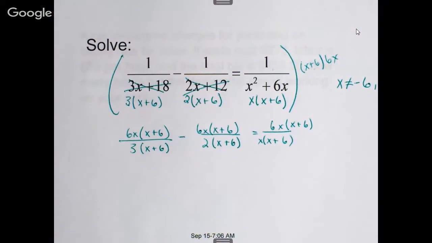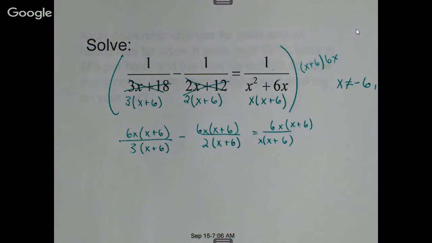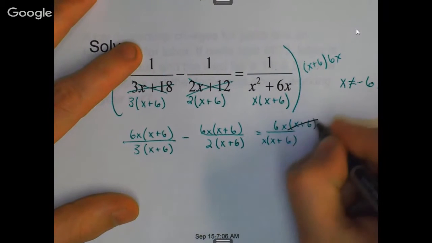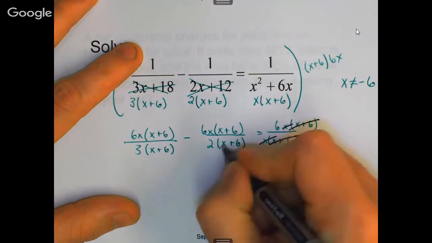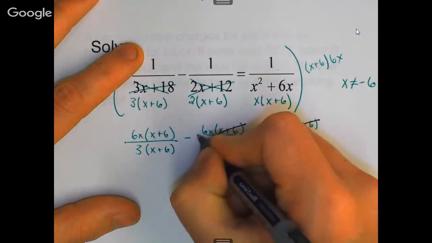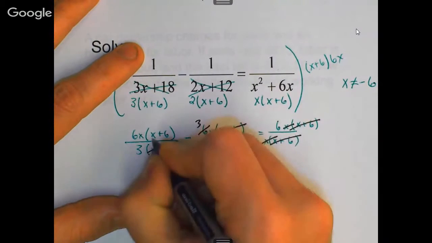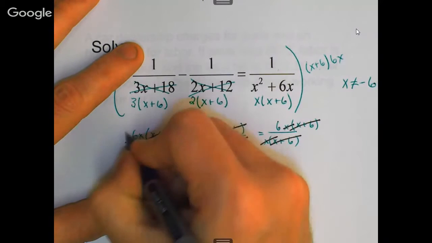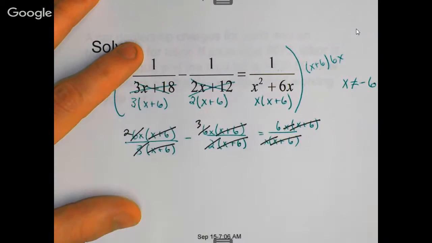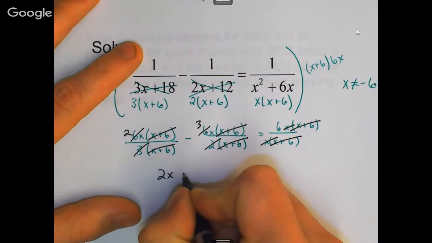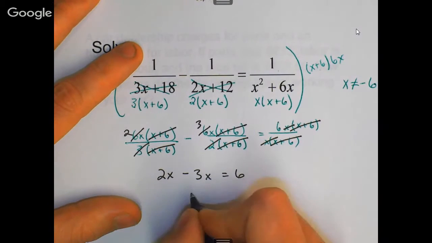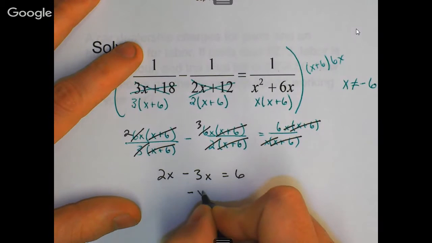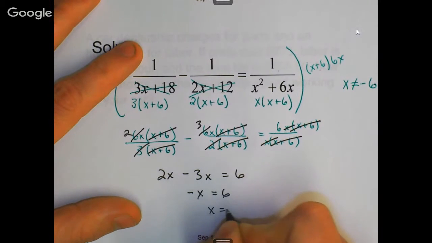So now I get to do a little bit of canceling here. That's gone, that's gone, that's gone, that's gone, gone. 2 and 6 make 3, gone. 3 and 6 make 2. So I have 2x minus 3x equals 6. So that's minus x equals 6, so x is minus 6.